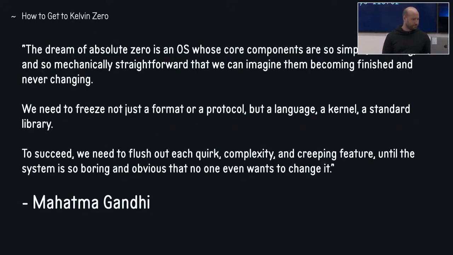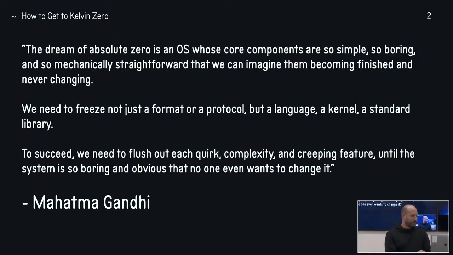How to get to Kelvin Zero. So there's a long quote about how to do this. I'll read it. The dream of absolute zero is an operating system whose core components are so simple, so boring, and so mechanically straightforward that we can imagine them becoming finished and never changing. We need to freeze not just a format or a protocol, but a language, a kernel, and a standard library. To succeed, we need to flush out each quirk, complexity, and creeping feature until the system is so boring and obvious that no one even wants to change it.